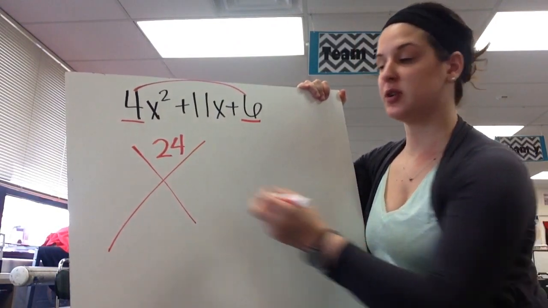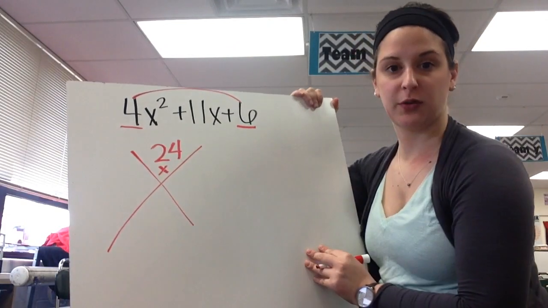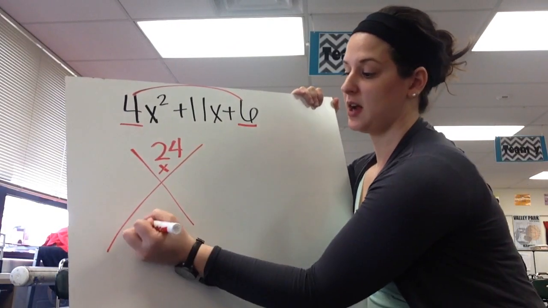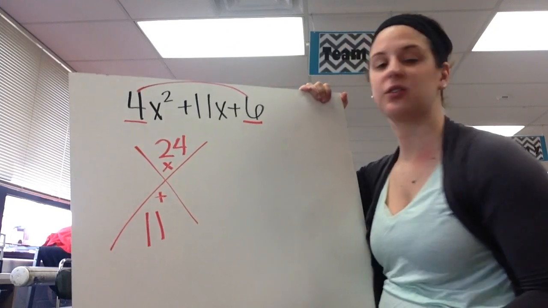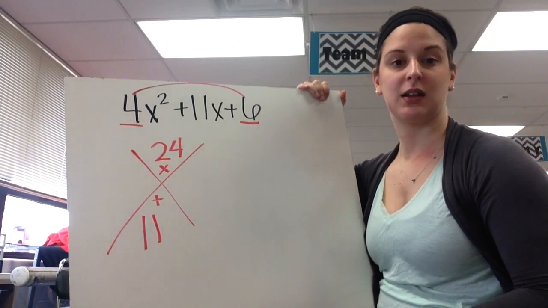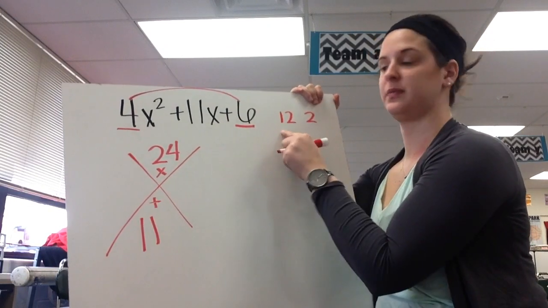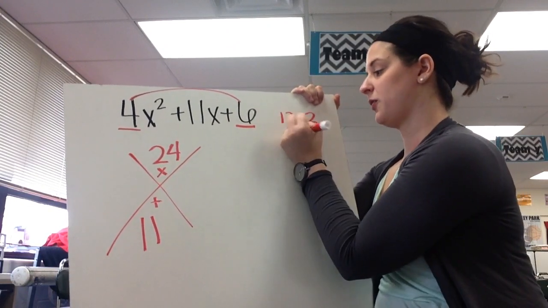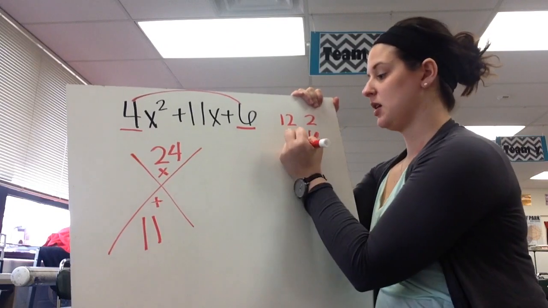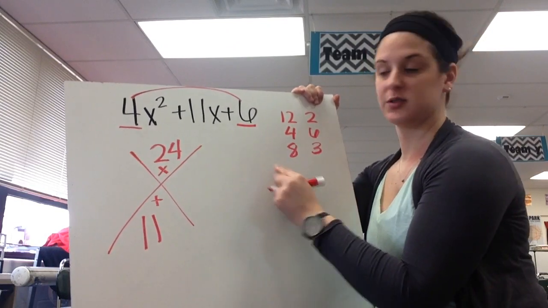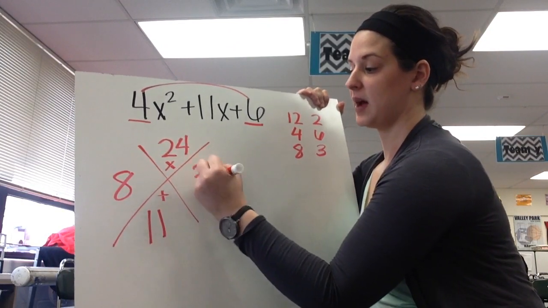So we're going to find two numbers that multiply together to make 24. And then we bring our b down, where we find two factors that add together to make 11. Okay, so 24, we have 12 and 2. They don't add together to make 11. We have 4 and 6. That doesn't work. Then we have 8 and 3. That works. So we have a positive 8 and a positive 3.